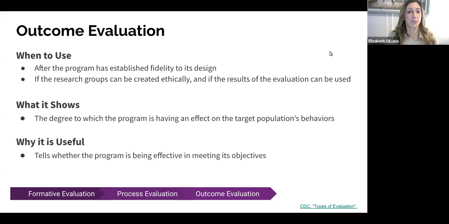What it shows is the degree to which the program is having an effect. This is the more basic effect that we're looking for. And it's useful because it tells whether the program is being effective in meeting its goals.